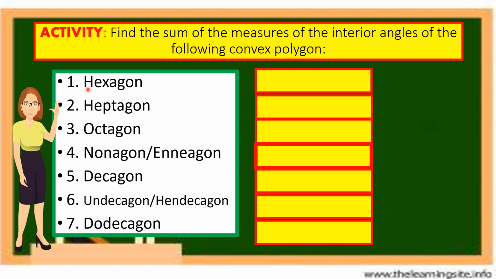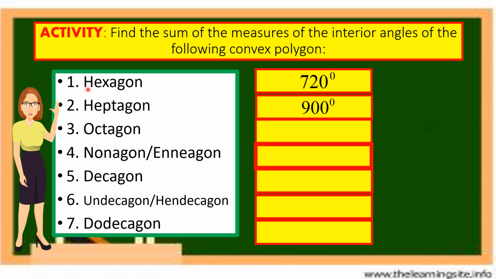So for number 1, we have a hexagon. That is 6 minus 2 times 180. And what is the answer? 720 degrees. So we are now in problem number 2. We have Esmeralda for group 1. So what is the answer, Esmeralda? 900 degrees. Good job, Esmeralda.